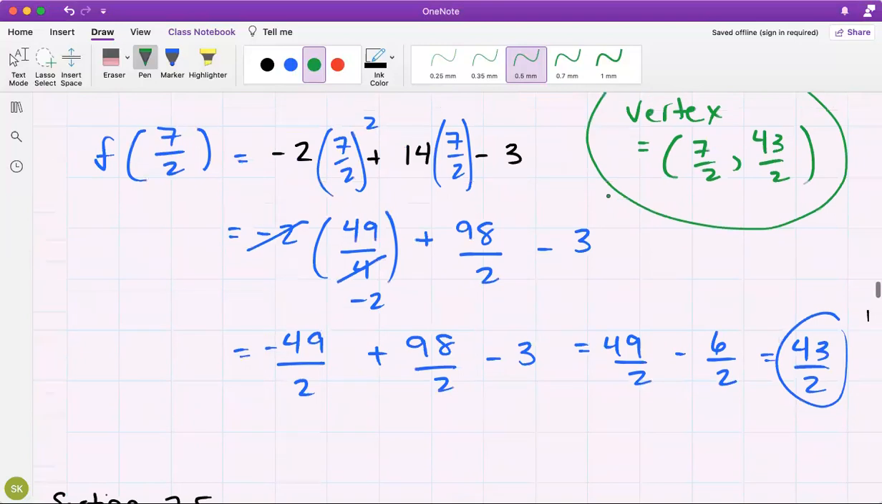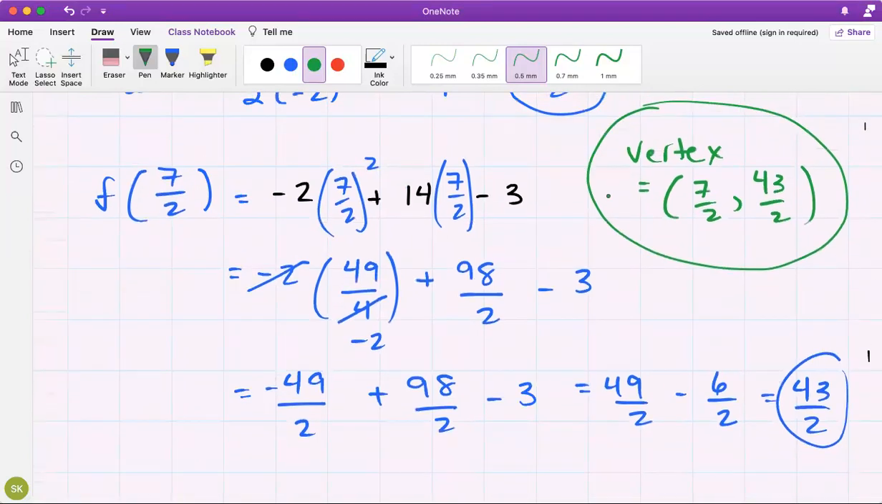So that's all the problems I want to do for this section. Now, in section 2.4, in pre-calculus, we're actually going to graph these. We're going to use transformations. And we're going to do a lot more with this. But this is a good starting point for you to understand section 2.4.